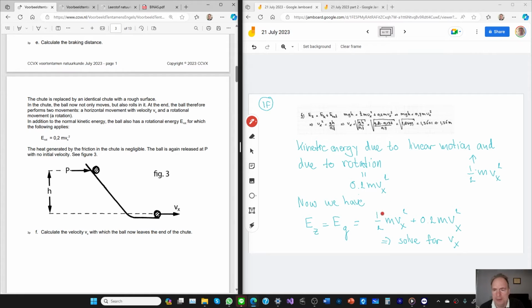So now we do the same thing. We say that the initial potential energy, which is here m times g times h, is the sum of these two kinetic energies. And then from that, you can just easily figure out what v is.